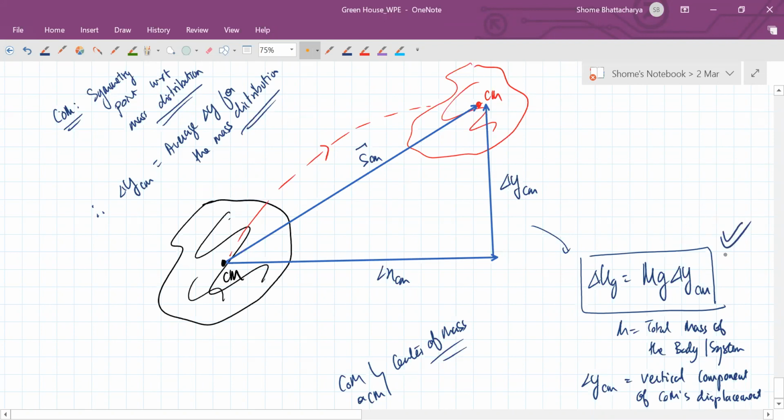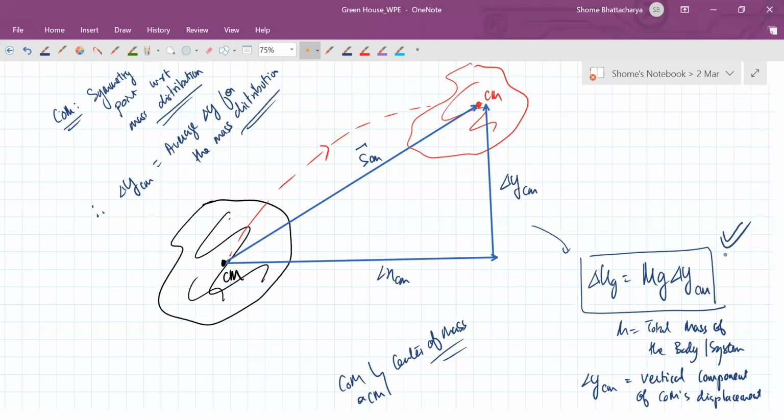So yes, in a sense, we are actually averaging out the y component of displacement for all the particles, but we don't need to average out separately. We can understand that whatever the y component of the center of mass's displacement is, that only will be the average value of the y component of the mass displacement.